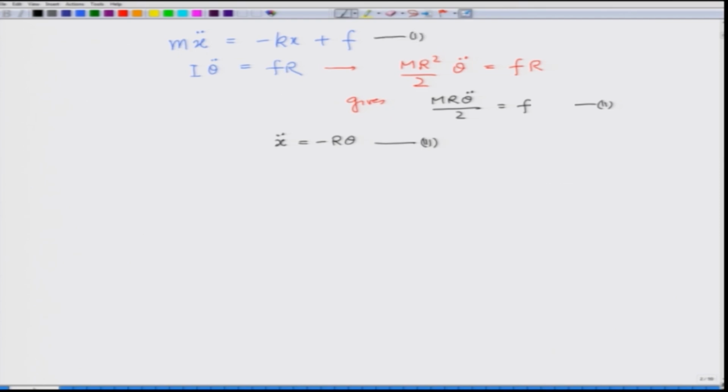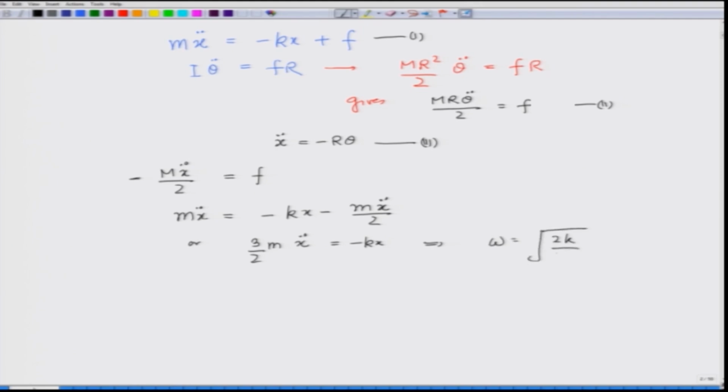Substitute the third equation in 2 and we get m x double dot with a minus sign divided by 2 is equal to f. We substitute this in 1 and you get m x double dot is equal to minus kx minus m x double dot over 2, or 3 over 2 m x double dot equals minus kx, which gives me omega equals square root of 2 k over 3 m, or the frequency equals 1 over 2 pi square root of 2 k over 3 m. You see the frequency is less than square root k by m as we anticipated.